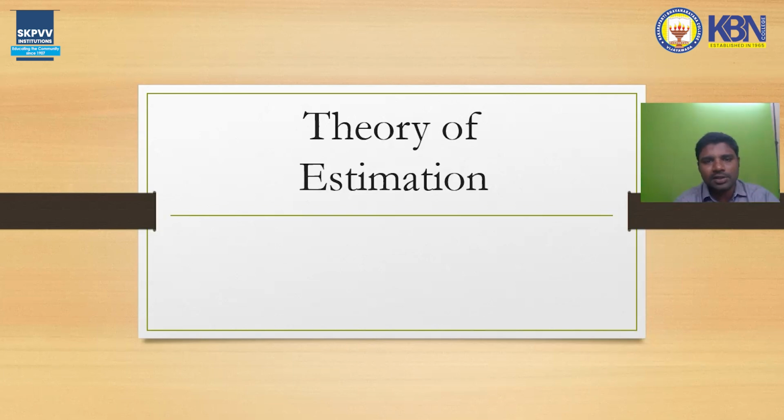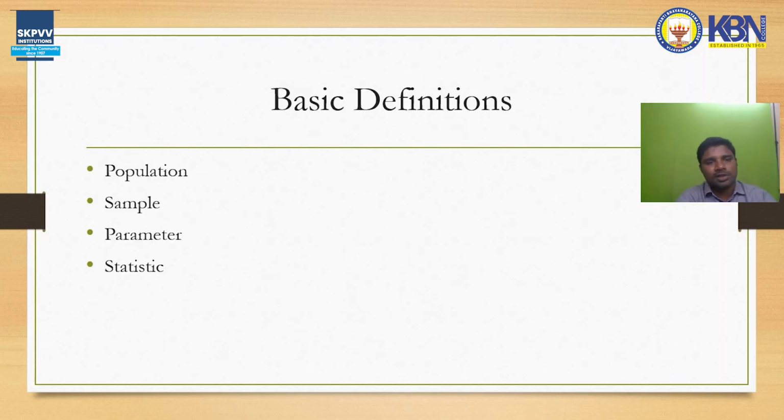We are going to discuss the theory of estimation. Before going to discuss estimation, we need to know the basic definitions. The basic definitions are population, sample, parameter, and statistic. First, we are going to discuss these definitions. What is a population? A population is a group of objects under our study.